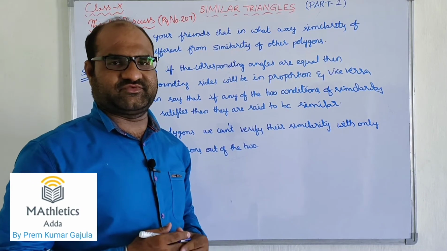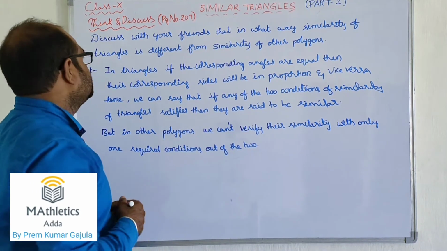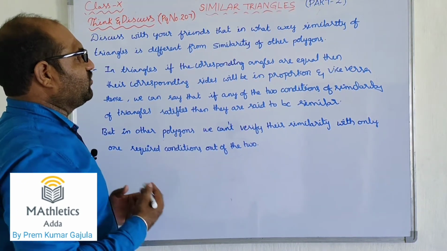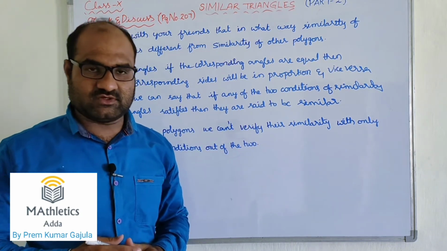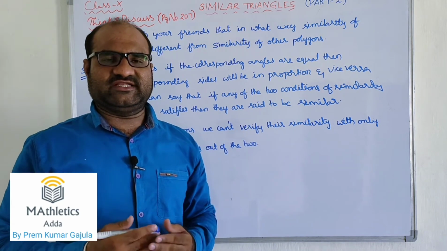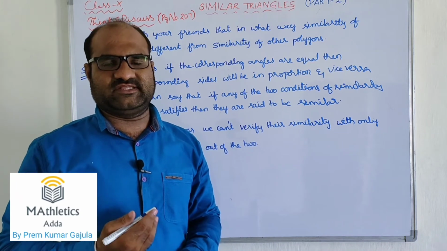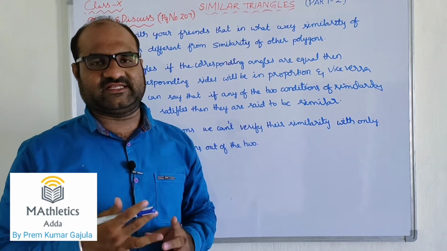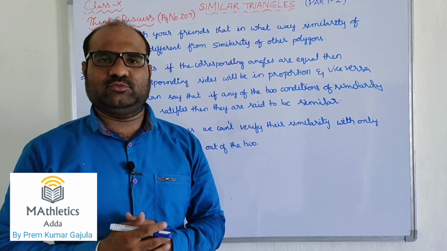Now let us look at the next question. Think and discuss problem, page number 207. Discuss with your friends in what way the similarity of triangles is different from the similarity of other polygons. Okay. So for other polygons, we need to verify two conditions to say about their similarity. First one, corresponding angles should be the same, and second one, their corresponding sides should be in the same ratio. Then only we can say that the given two polygons are similar.